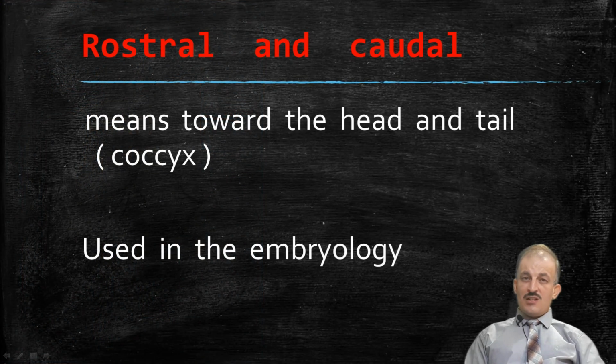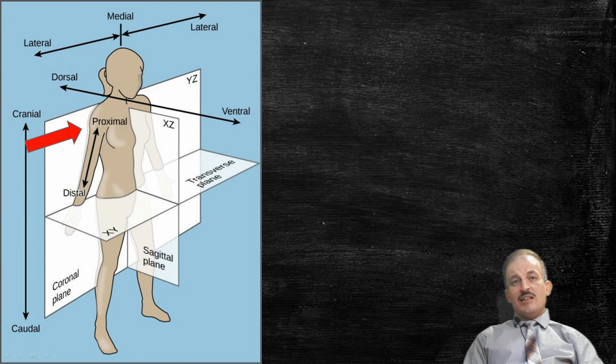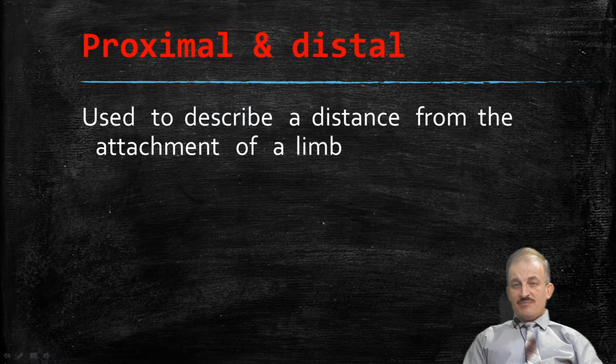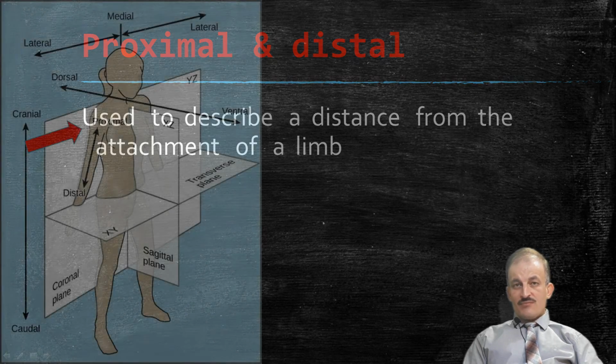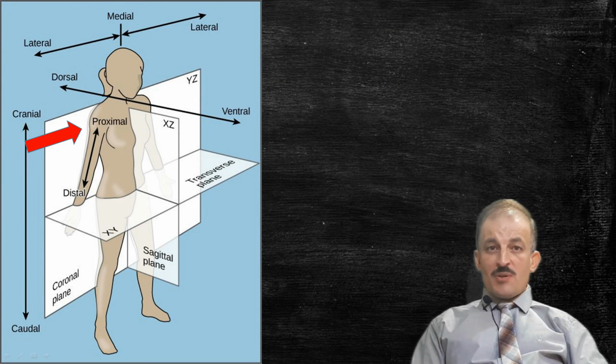Rostral and caudal, these two terms are used in embryology. Rostral means towards the head, and caudal means towards the tail or coccyx. Proximal and distal are terms used for the limbs. For example, the humerus is proximal to the hand, or the arm is proximal to the hand. This is the proximal and distal, as shown by the red arrow.